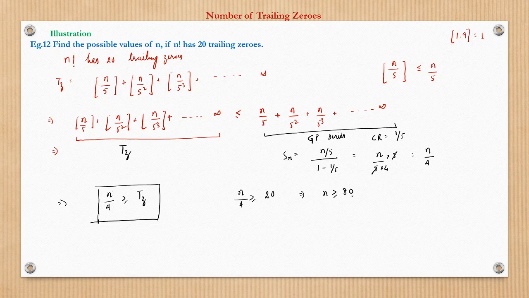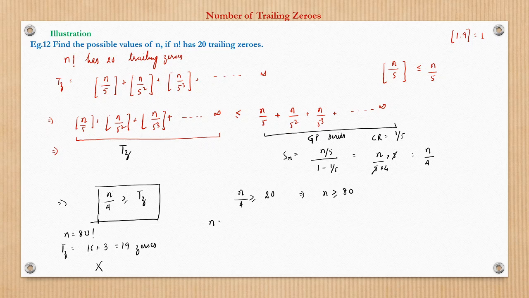So now we will start checking from 80. If n is equal to 80, what would be the tz? Tz would be nothing but the sum of floor of 5 in 80 factorial. So 80 by 5 is 16, 16 by 5 is 3, so it becomes 19 zeros, but it is 20. So this case we will not take.